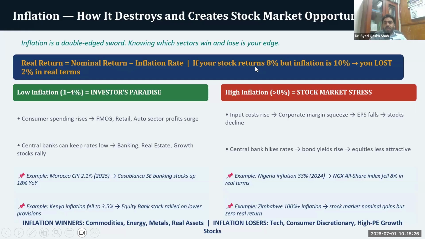Let's say your stock return is 8%, but inflation is 10%. It means you are not getting anything. You are losing. You are losing in real terms, you are losing 2%. So this is how inflation is linked with returns.